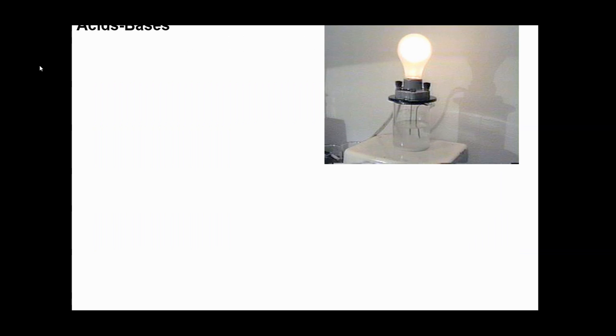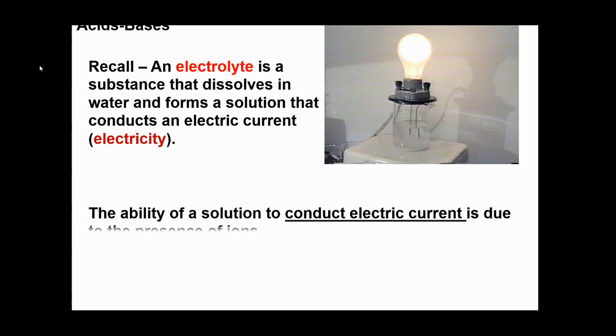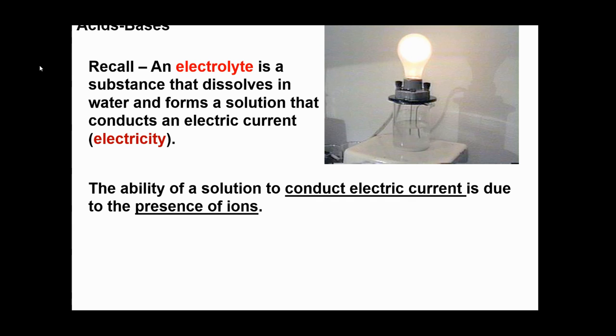All right, so do we remember that light bulb experiment that we did? Well, acids do the same thing. Recall that an electrolyte, electro-lytic, things get broken apart and then you have electricity, is a substance that dissolves in water and forms a solution that conducts electricity. So water can conduct electricity. It's the stuff in water that's conducting electricity. But if we put acid in water too, the same thing's going to happen, right? So it's the ability to conduct an electrical current due to the presence of ions.